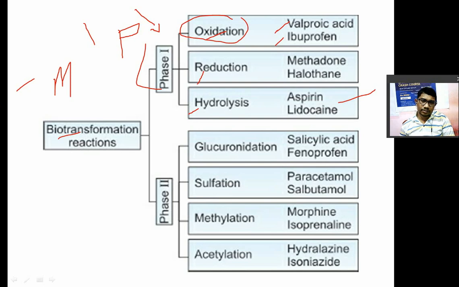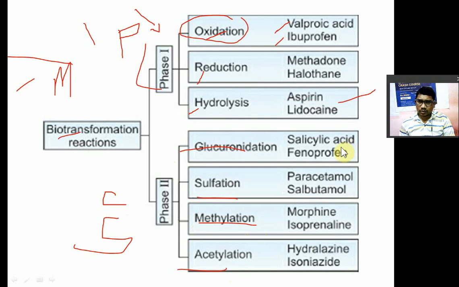What is phase second metabolism? They are known as conjugation reactions or synthetic reactions. Phase one is known as a non-synthetic reaction. Now in this you have glucuronide conjugation, sulfonation, methylation, acetylation, then amino acid conjugation, etc.